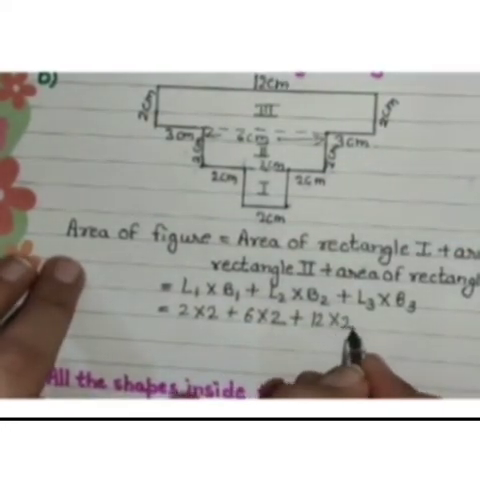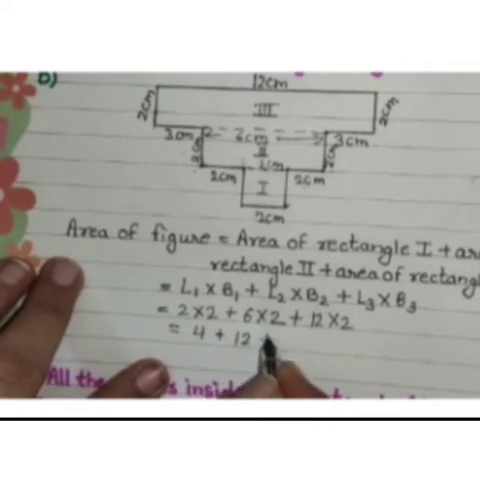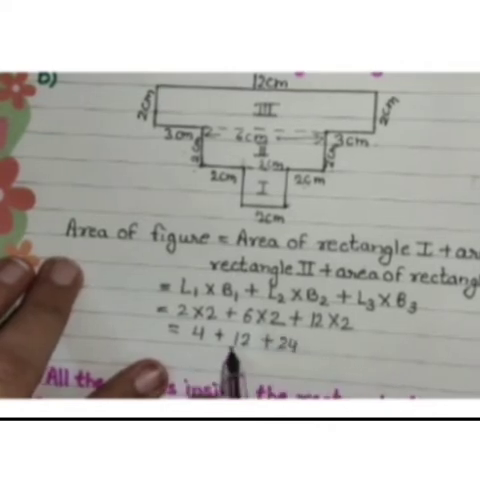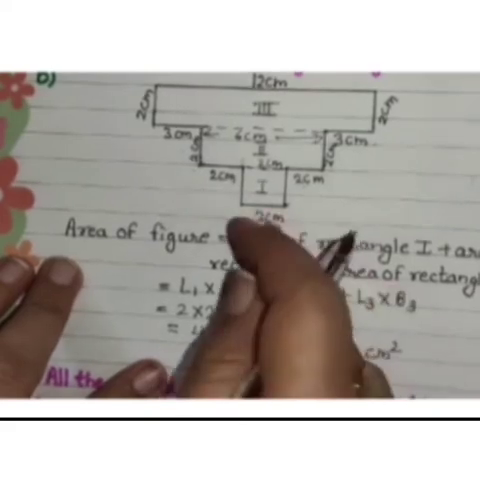Multiplying 12 by 2. 2 multiply 2 is 4. 6 multiply 2 is 12. 12 multiply 2 is 24. Now add this 4, 12 and 24. 4 plus 12, 16 plus 24, 40. 40 centimeter square is the area of this given figure.